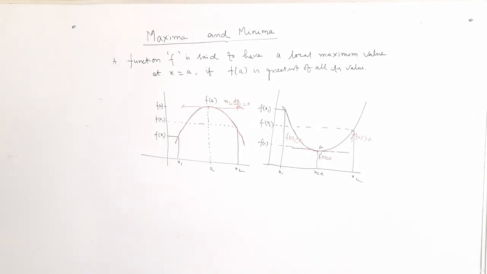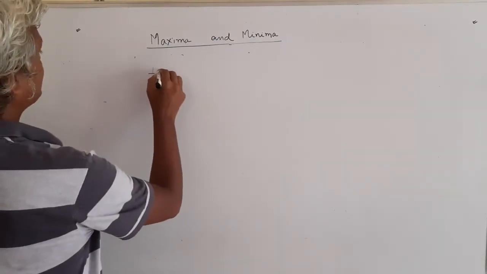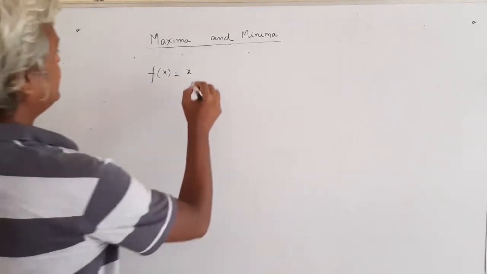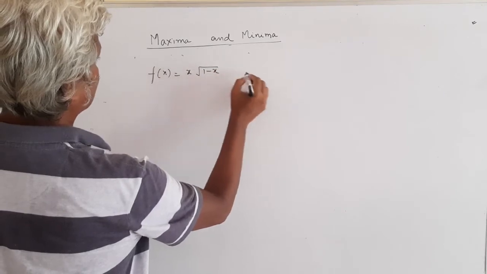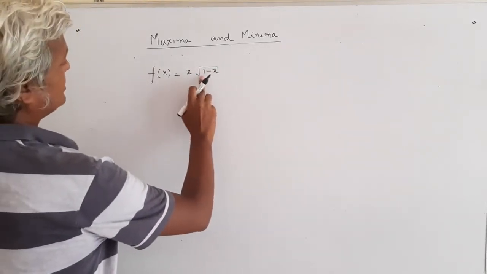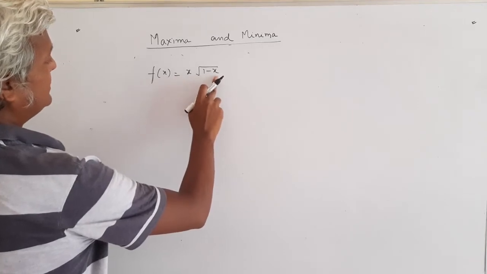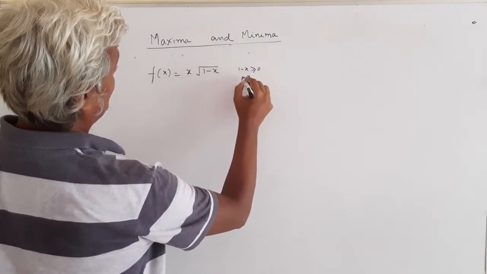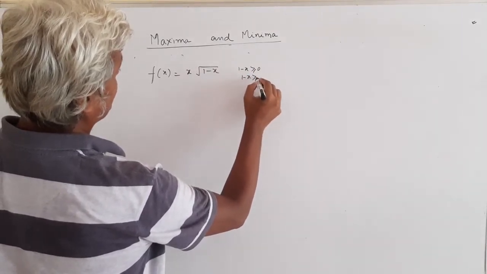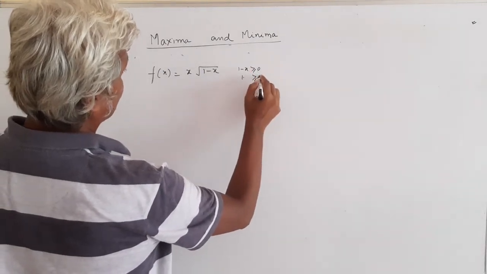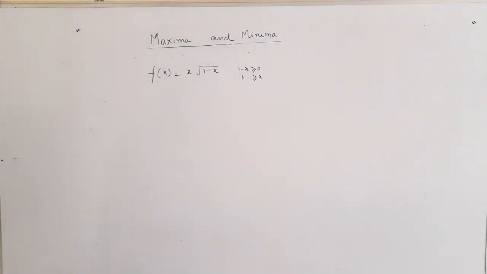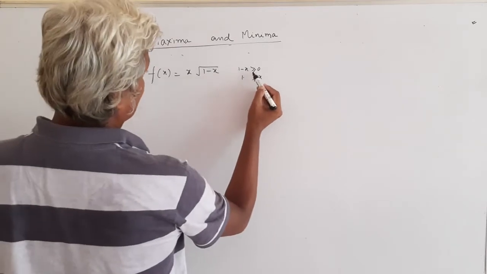Now we will be solving some problems to clear your idea. Now I take a function f(x) equals x under root 1 minus x. Here you see the condition should be that inside the square root you should always have a positive number or zero, so 1 minus x should be greater than or equal to 0. We are getting this relation: 1 minus x greater than or equal to 0 means x is less than or equal to 1.